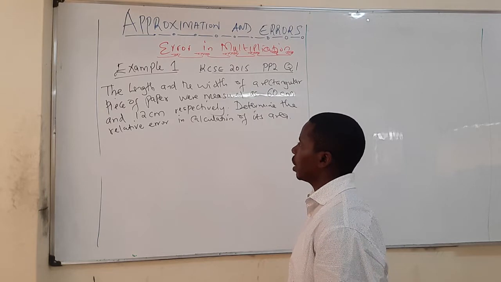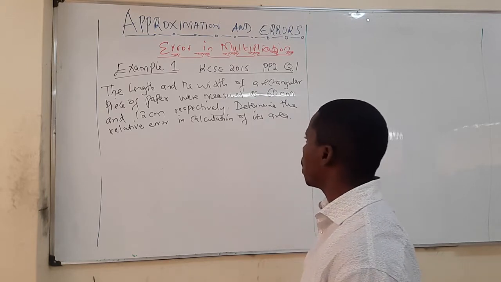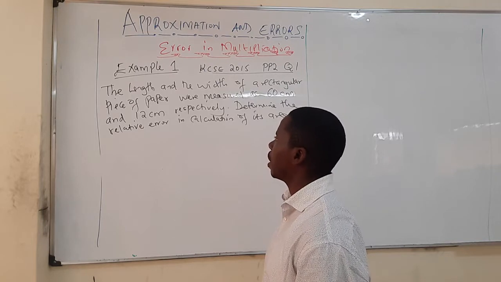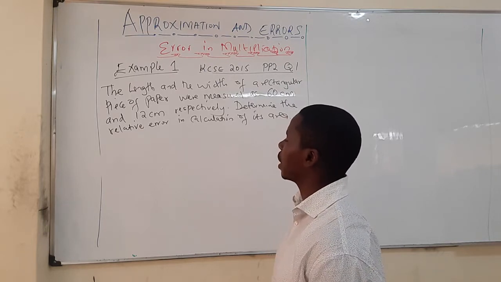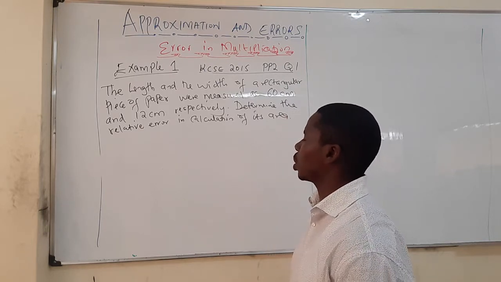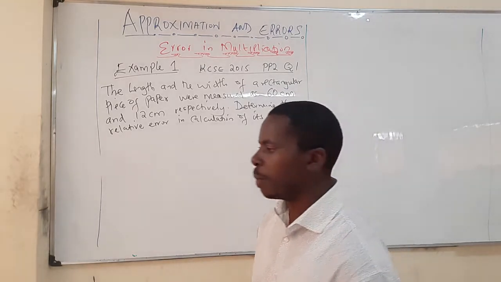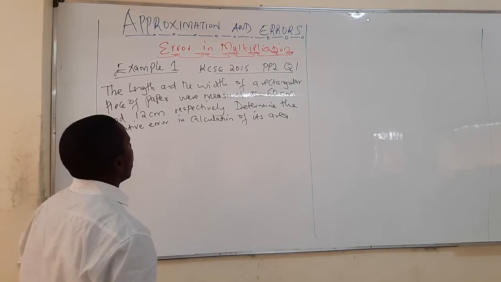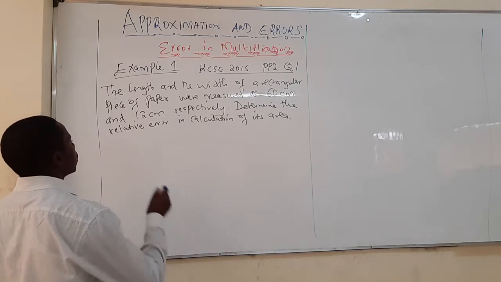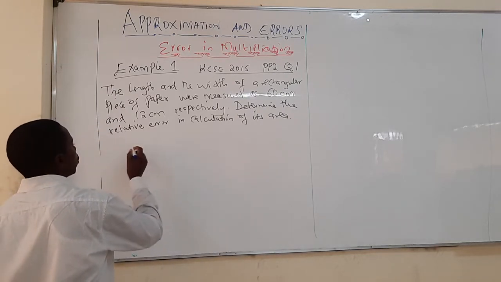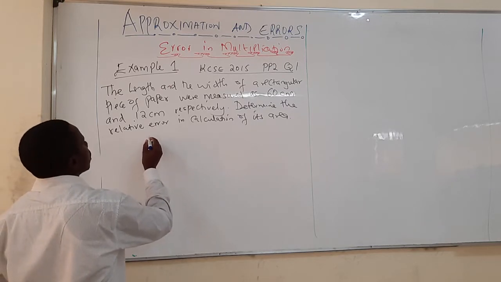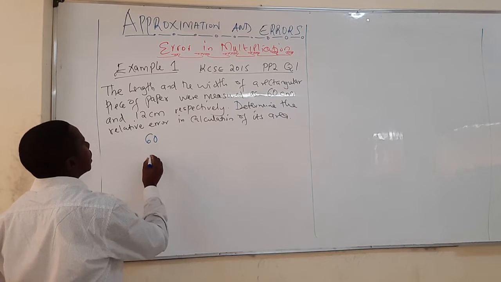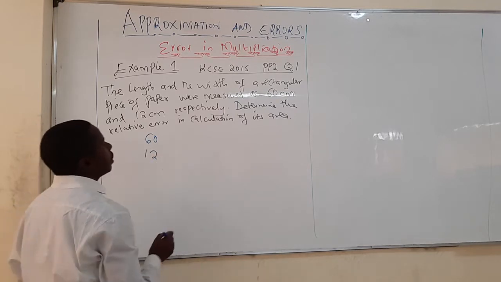So the first case here, for us to get the relative error, there are various ways of getting that, but we're going to first get the relative error. And when it comes to the multiplication, the absolute error, we are going to find first is to get our values. We have 60 as the length, and we have 12 as the width.